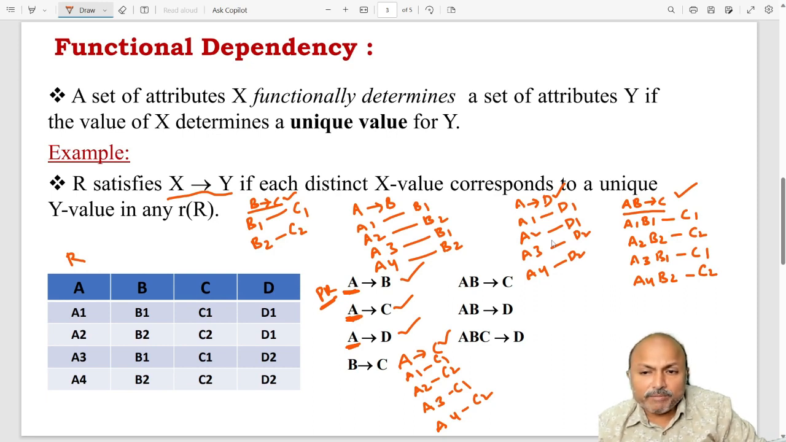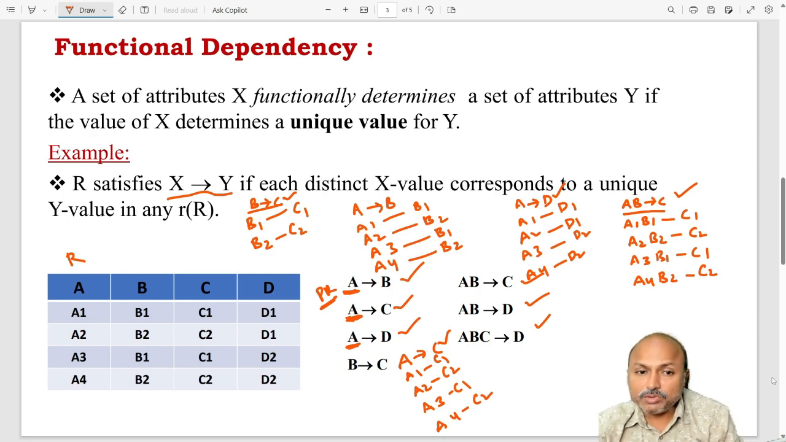Similarly, AB arrow D. Here, AB has the primary key. A is a primary key. So AB also has unique values. So that will hold. ABD also holds. ABC also holds. Just by understanding the concept, you can say these are the functional dependencies. You can derive them based on this particular relation R.